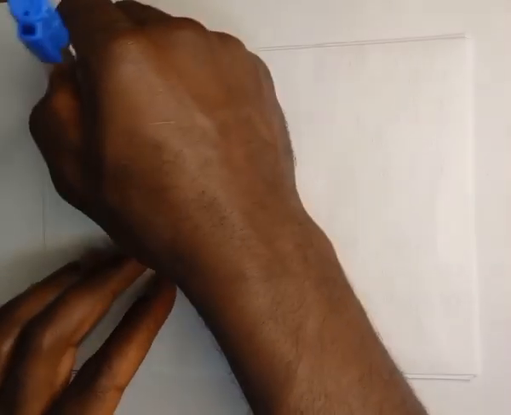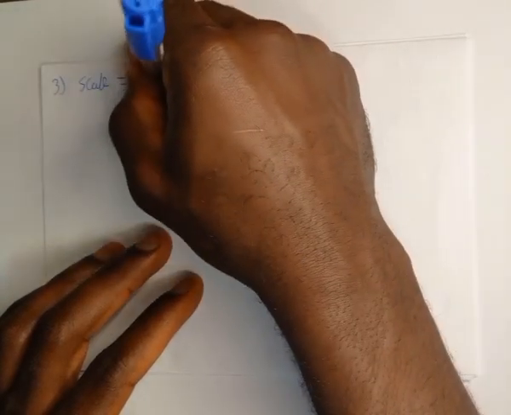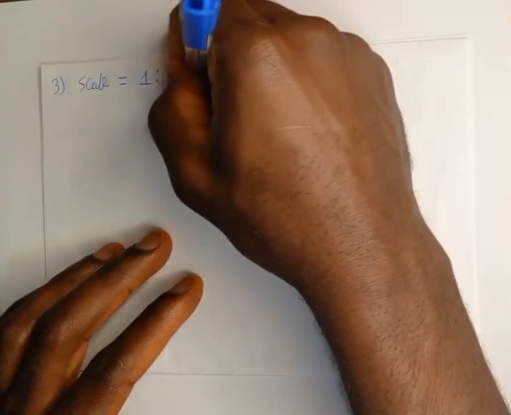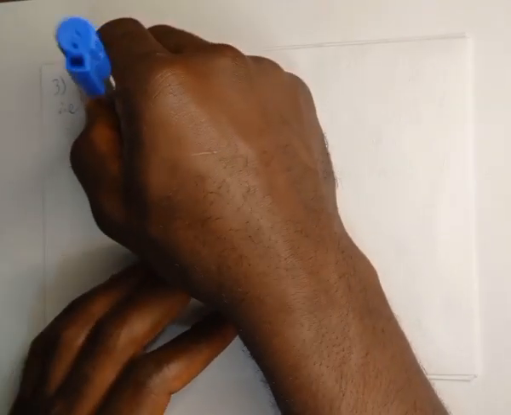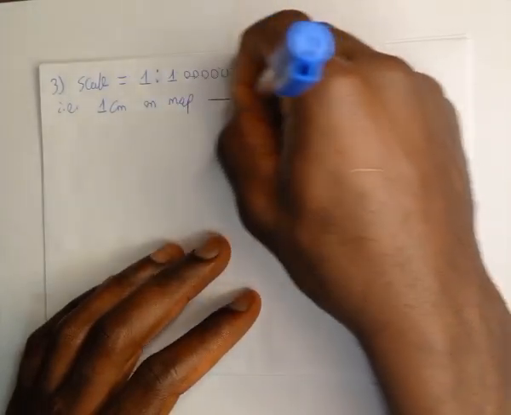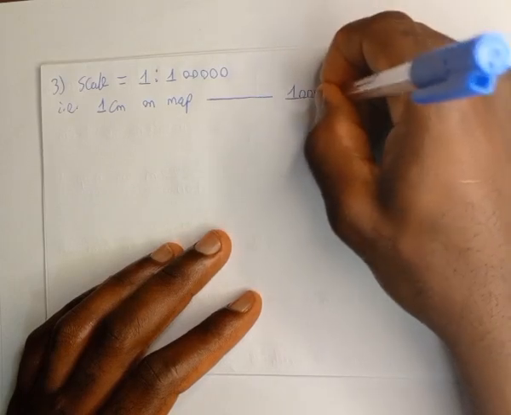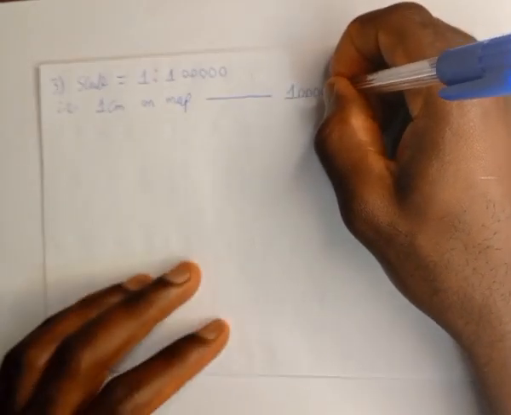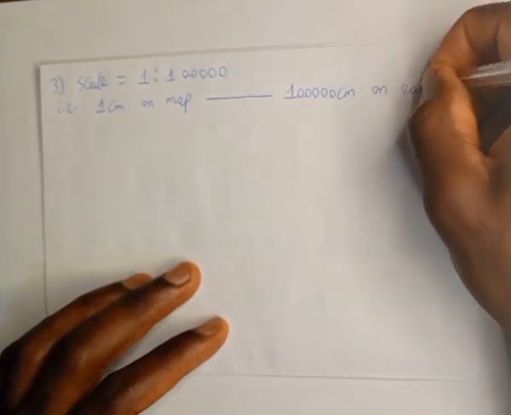Question 3. First, we start by writing the scale. Scale is equal to 1:100,000. That is 1 centimeter on map is equivalent to 100,000 centimeters on Earth. That is what it means.